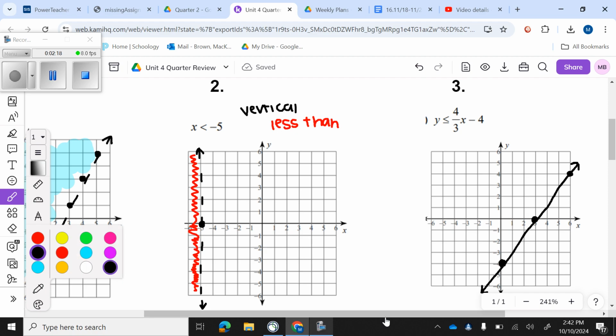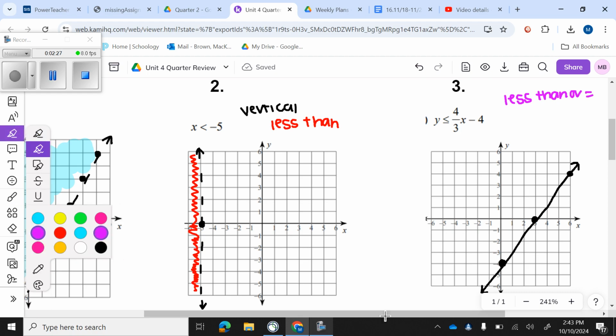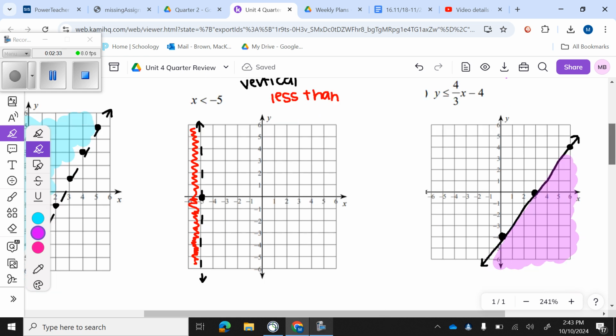And now I have to decide where I'm going to shade. Well, y'all, this is a less than or equal to. So if it's less than, I'm going to shade below. And that's all of my possible solutions right there in that feasible region.